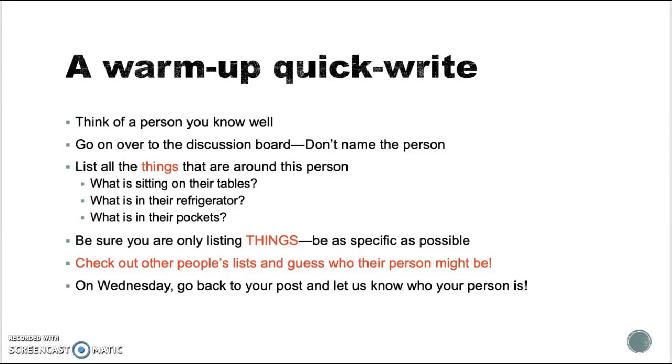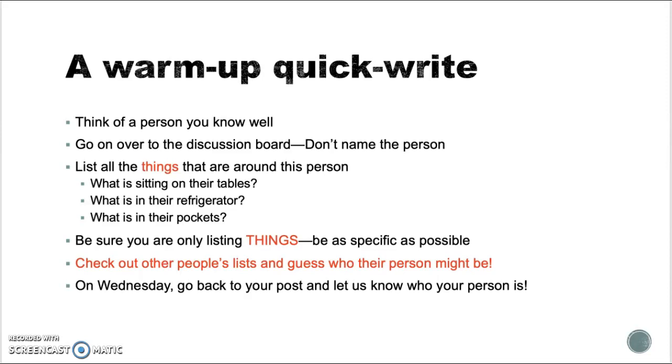And what you're going to do is you're just going to think of a person that you know. Any person that you want, somebody that you know well. And you're just going to do a list. It is just a list of things. This is not a hard write, but what I want you to do is just notice what's sitting around them. What's on the kitchen counters? What's on the tables? What's on the floor by them? What's in their refrigerator? What's in their car? What's in their pockets? The things that are around them. So you're naming things that are around them.